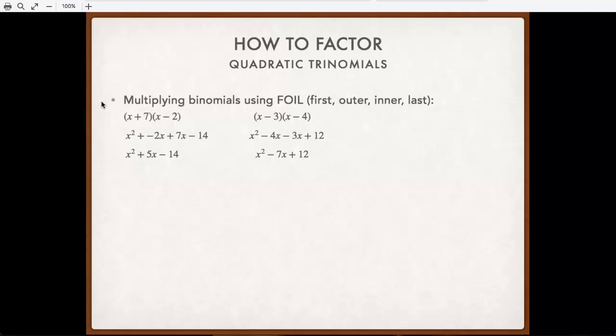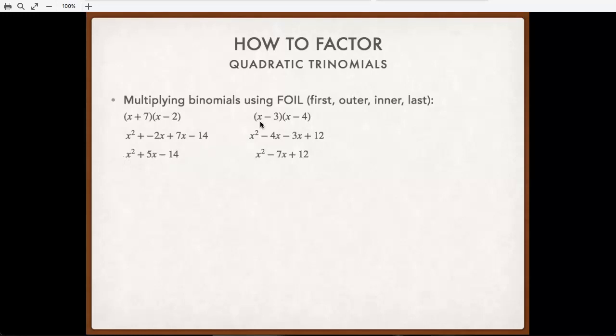X times x gives us x squared. Then outer, x times negative 2 gives us negative 2x. Inner, 7 times x gives us 7x. And last, 7 times negative 2 gives us negative 14. We combine our like terms, we end up with x squared plus 5x minus 14.